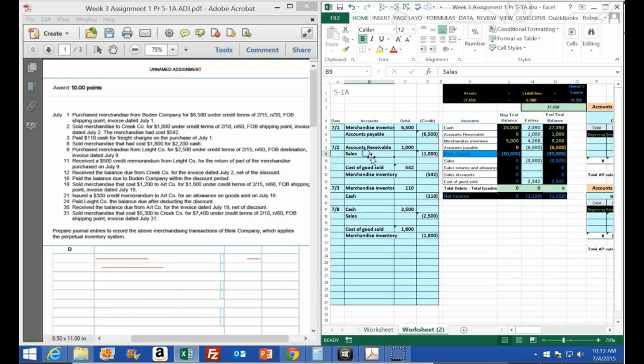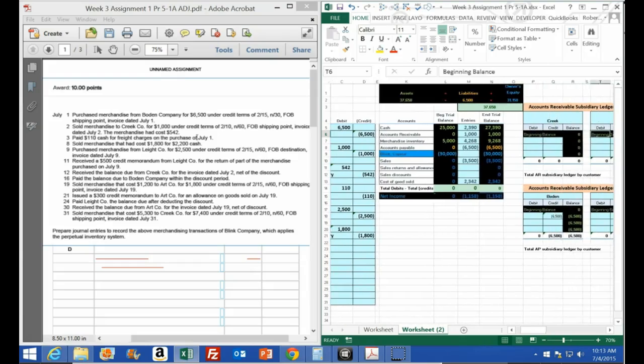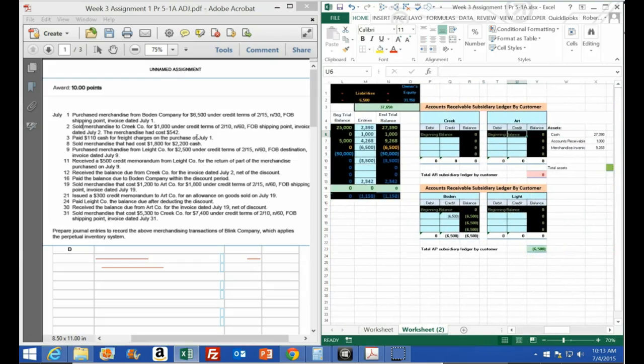I also want to point to this transaction up here that happened on 7/2. Notice that we had this 1,000 that we put in here. Same question is, and the accounts receivable is, who owes us the money? So we need to back that up with a subsidiary ledger. So you notice in 7/2, the person who owes us the money is Creek. So we're going to back that up with another subsidiary ledger here and say that Creek owes us the money.